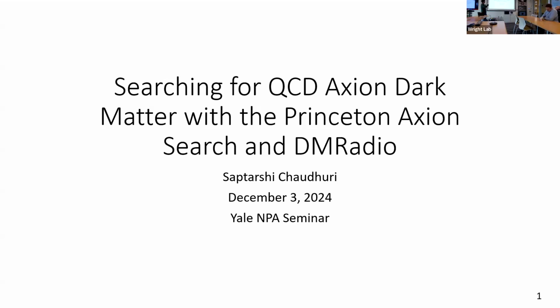So I will be talking about some of the efforts we have ongoing to search for QCD axion dark matter with two efforts: the Princeton Axion Search, which is a Princeton, PPPL, Caltech, JPL involved search for axions, and then also DMRadio, which is a broader collaboration looking at a different mass range as well.